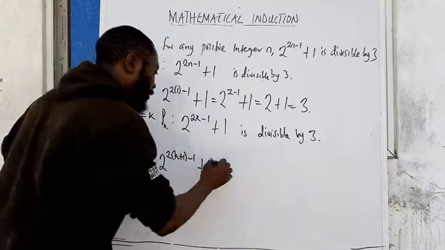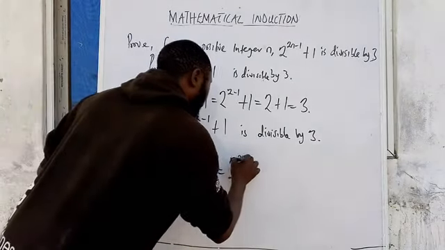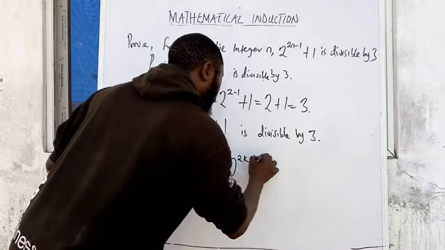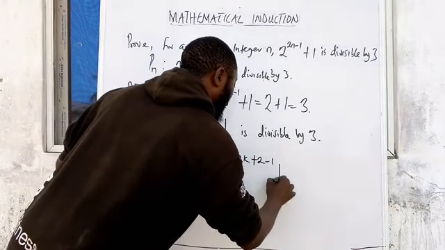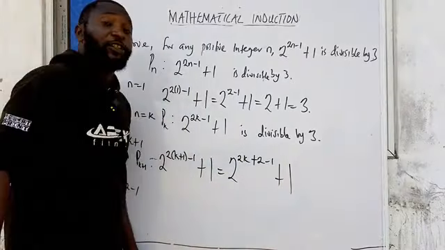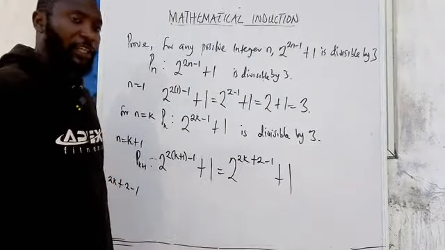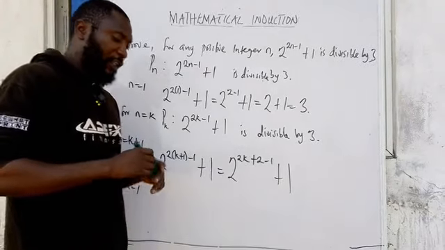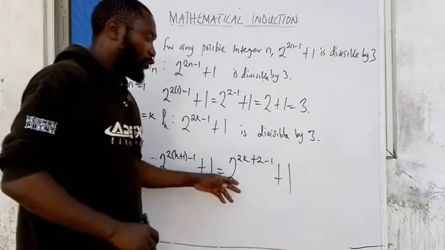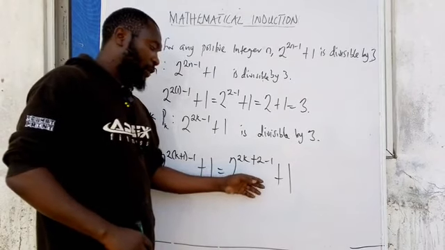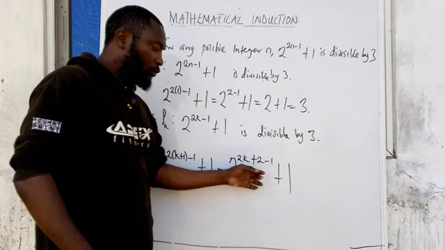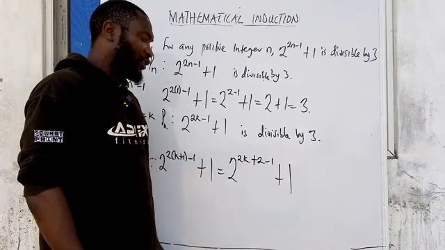So now we expand. We have 2 raised to the power of 2k plus 2 minus 1, then plus 1. Ordinarily 2 minus 1 will still give us 1, which is what we got earlier. But for the purpose of proof, we don't want to get that result immediately.